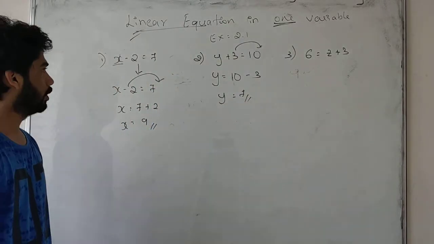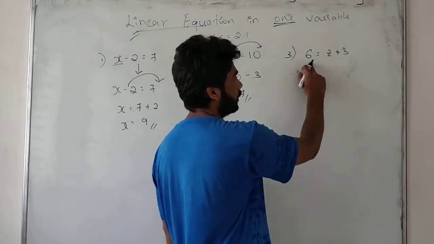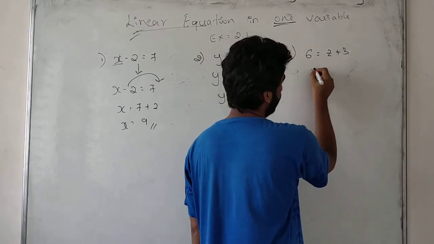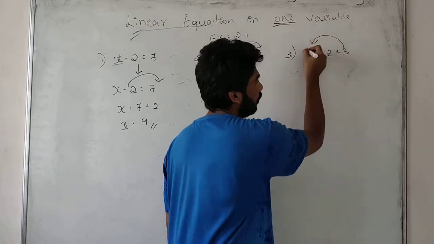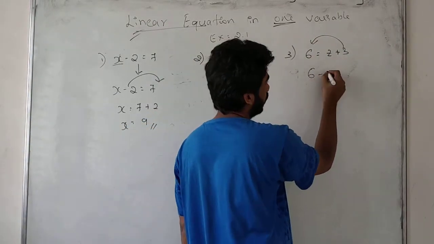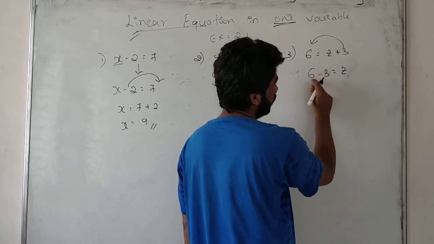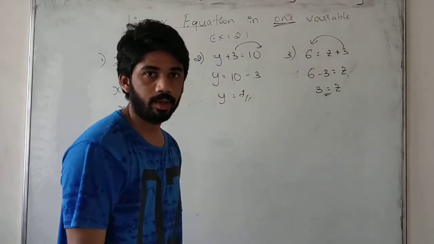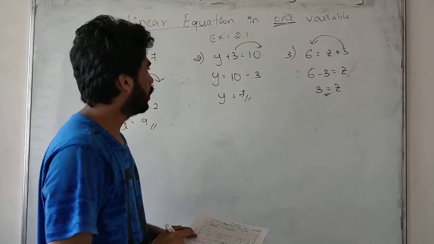Next one. 6 is equal to z plus 3. Here 6 is there, and I want to shift 3 to this side. So plus 3, if you shift to the other side, you get minus 3. 6 minus 3 is 3, so 3 is nothing but z. This is the required solution. Please note it down.